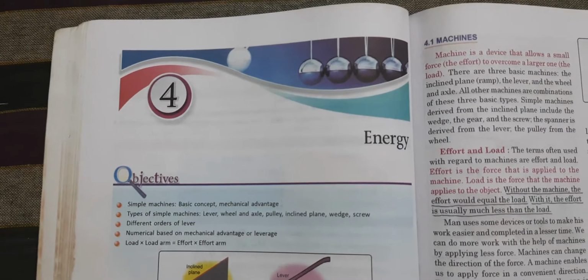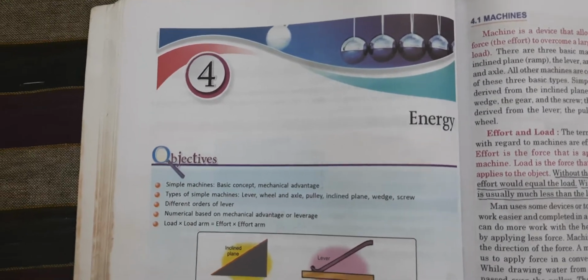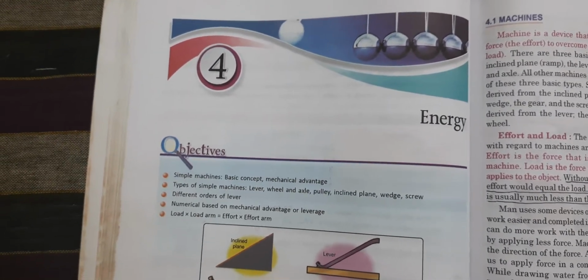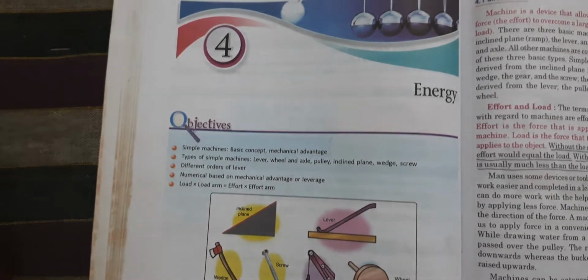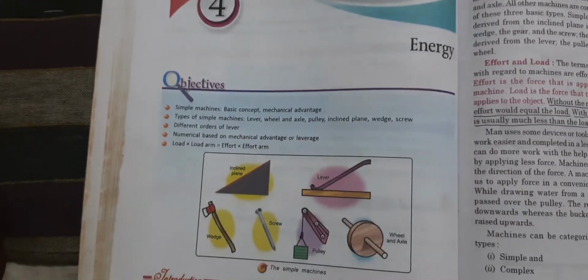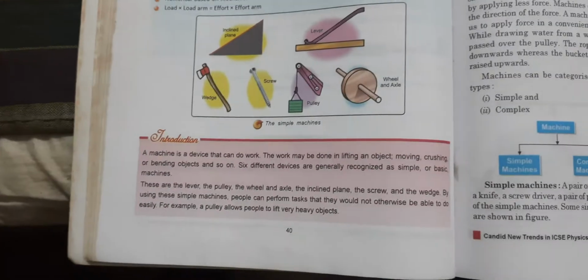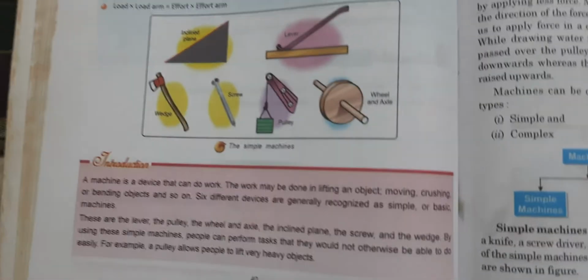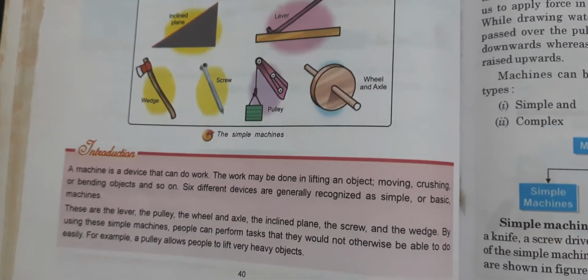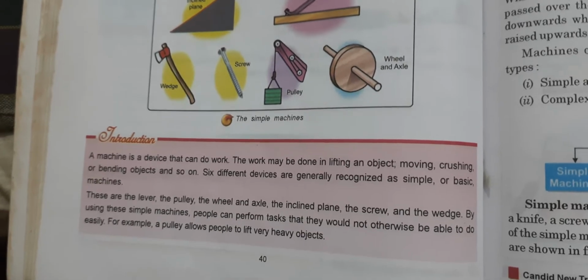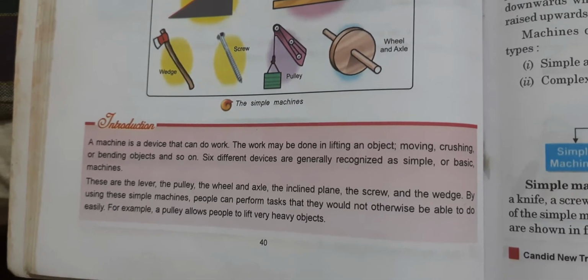Right after half yearly, we are going to study chapter 4, that is energy. Now this chapter has the first topic, machines. You must have seen those videos that I had posted earlier. In that I have described in some videos what is a machine.